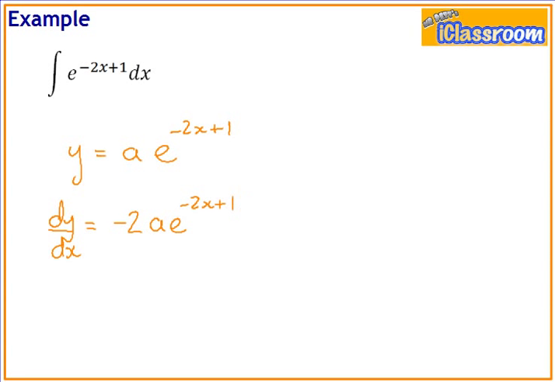Again, comparing my coefficients, this time I know that minus 2 times a needs to be equal to 1, so this is telling me that a must equal minus a half. And if a is equal to minus a half, I've then got my final answer, because this will integrate to give me minus 1/2 of e to the minus 2x plus 1, and again plus our constant of integration.